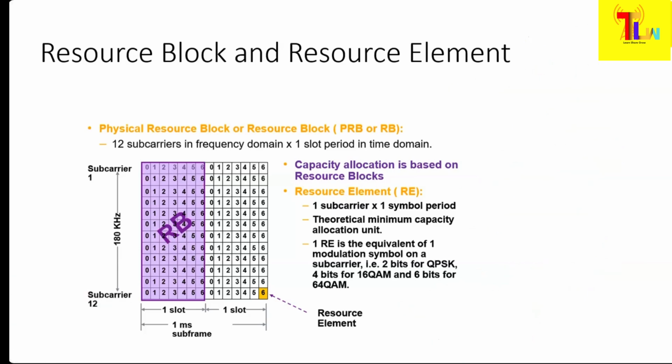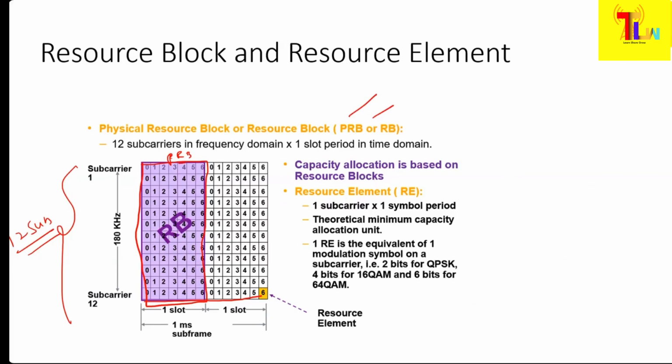The definition of resource block is 12 subcarriers in the frequency domain and 1 slot in the time domain. Sorry, I said 2 slots earlier, it is 1 slot. This we call a resource block. Actually, we call it PRB, physical resource block. There is a very slight difference between PRB and RB. Most people in industry use them the same way, and their intention is correct.